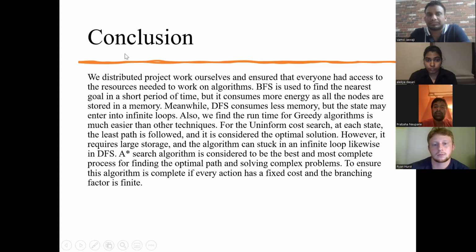For the uniform cost search, at each state the least path is followed and it is considered the optimal solution. However, it requires large storage and the algorithm can get stuck in an infinite loop. Likewise, the A star search algorithm is considered to be the best and most complete process for finding the optimal path and solving complex problems. This algorithm is complete if every action has a fixed cost and the branching factor is finite.